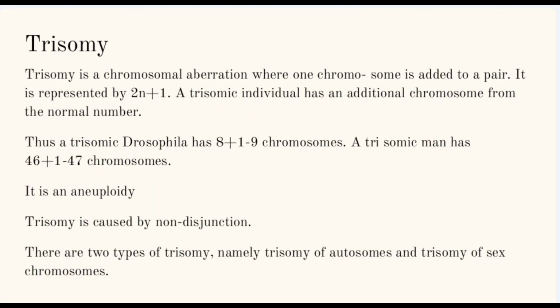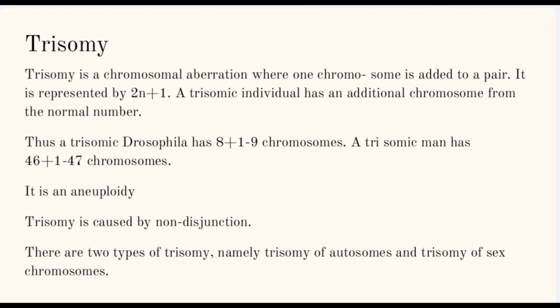Trisomy. Trisomy is a chromosomal aberration where one chromosome is added to a pair. It is represented by 2n+1. A trisomic individual has an additional chromosome from the normal number. Thus, a trisomic Drosophila has 8+1=9 chromosomes. A trisomic man has 46+1=47 chromosomes. It is an aneuploidy. Trisomy is caused by non-disjunction.